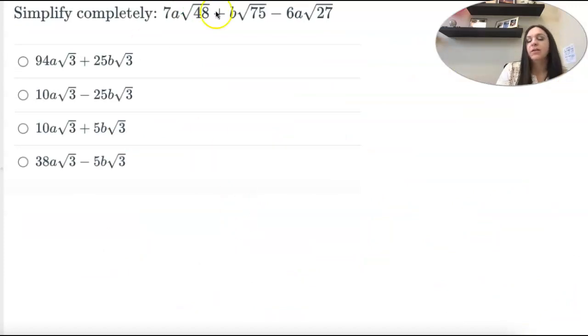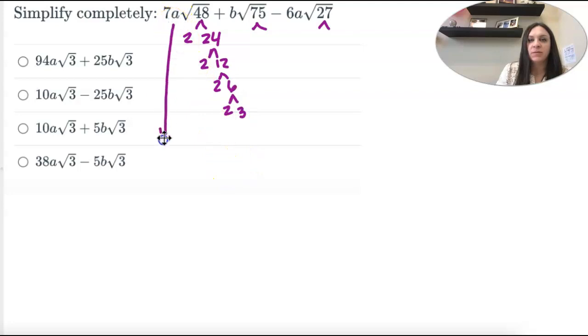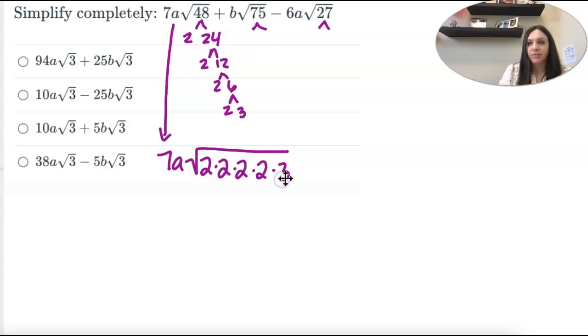Let's do another one. And I'll keep my a's and b's separate. I should look at the answers before I start. Okay, so same thing. We got to simplify all of these down and see what we have left over. Okay, so 48 is 2 times 24, 2 times 12, 2 times 6, 2 times 3. So I have 7a times 1, 2, 3, 4 2's and a 3.